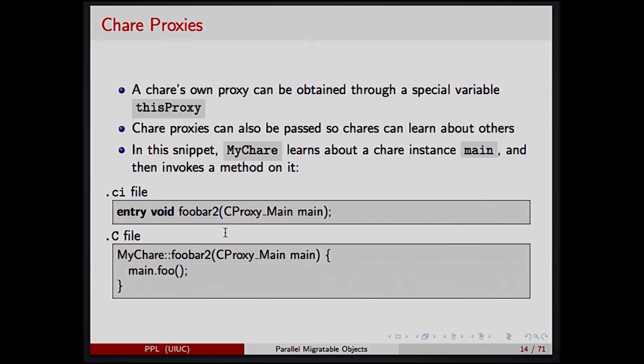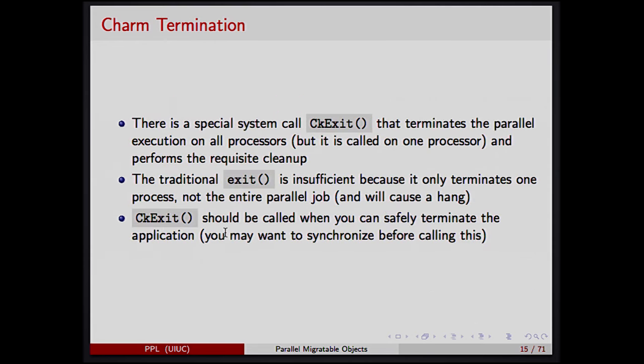And why do you need that CBase underscore? Well, one of the things that you inherit is a variable called thisProxy. That's basically saying, what is my global name? What is the name by which everyone else can communicate with me? That's thisProxy. And then you can get that and pass it in messages and method invocations to others, so then others can invoke a method back on you, right? So this is how you obtain your own global name. Let's skip past that. I already explained the CkExit.